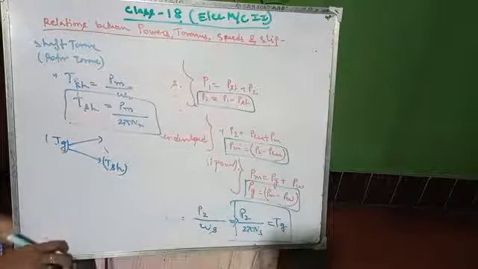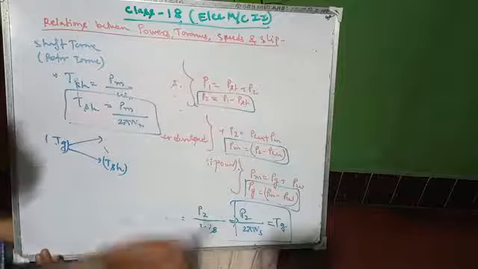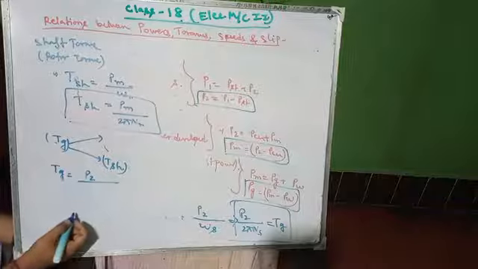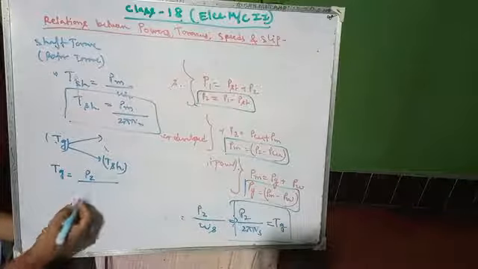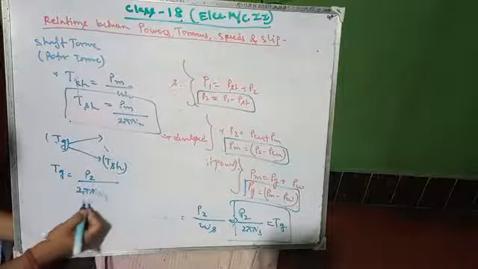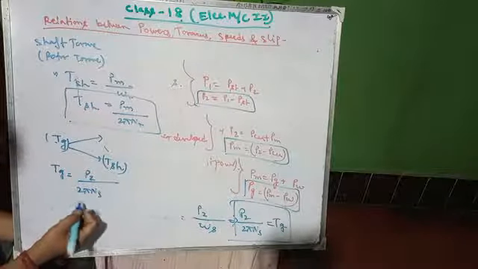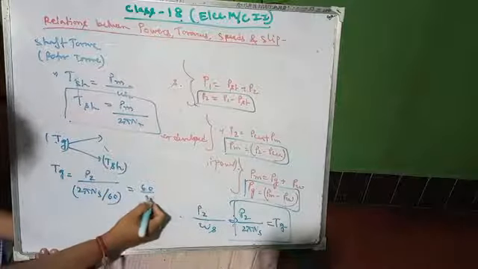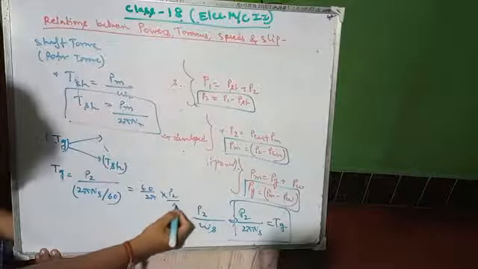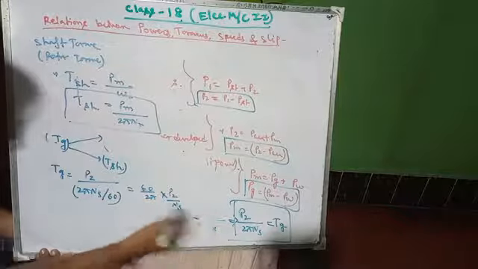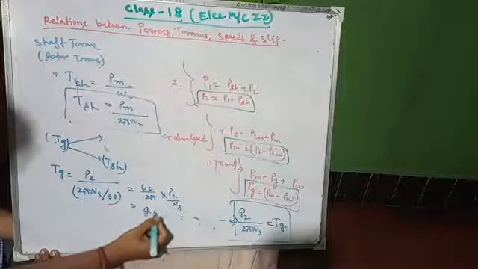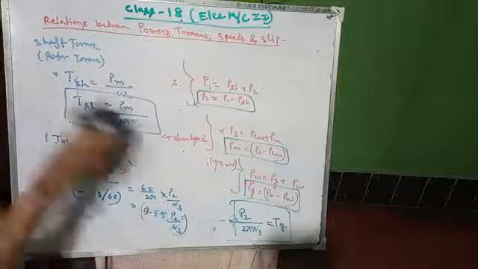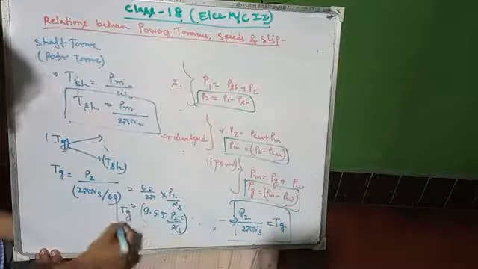So TG can be written as P2 divided by 2 pi ns by 60, right? So 60 by 2 pi into P2 by ns, that is, if we calculate it, you can get 9.55 P2 by ns. So make this also a box.